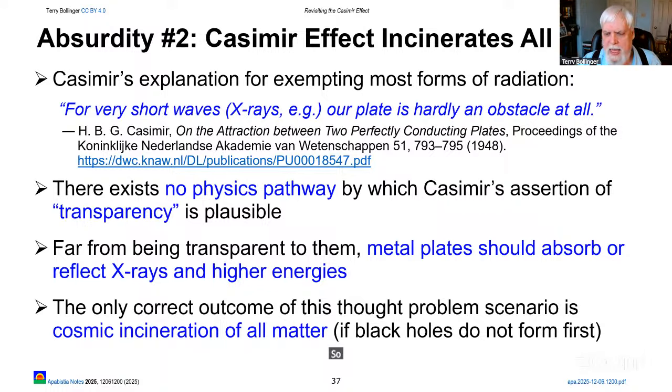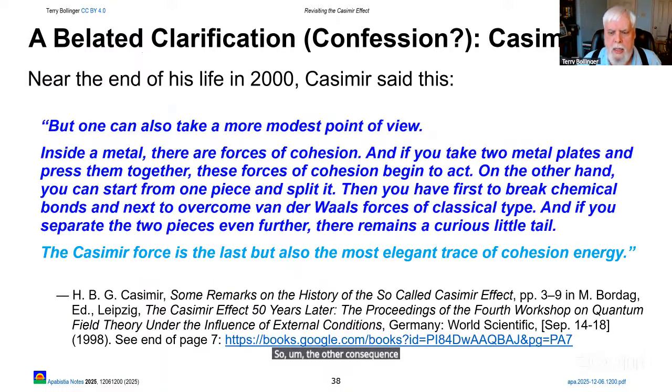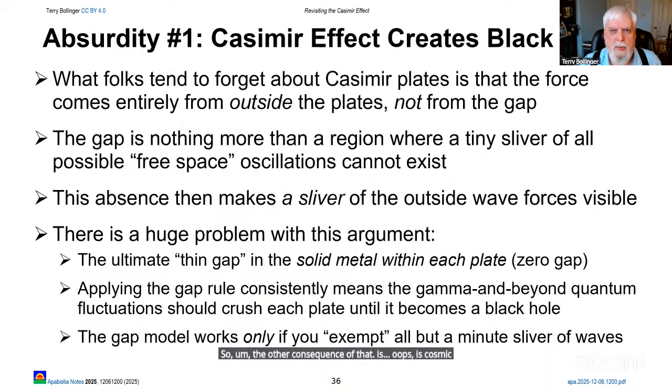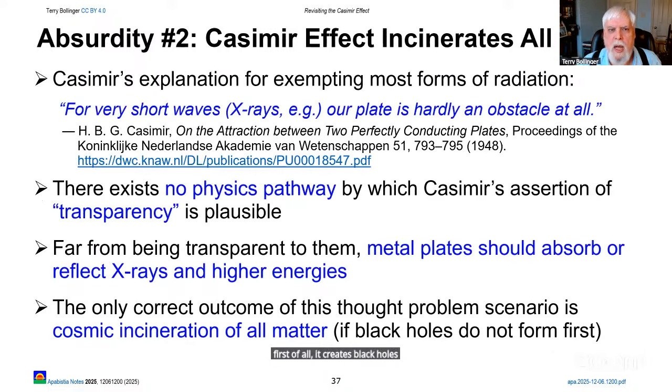So the other consequence of that is cosmic incineration. Actually, I think I went through, it creates, first of all, it creates black holes. I skipped over that. Cosmic incineration, because the energy is going to obliterate the matter in that. This model doesn't work. It requires space to be so energetic that a material object that is in any way an impediment to that, which is pretty much any kind of matter, some degree of impediment, should be incinerated.